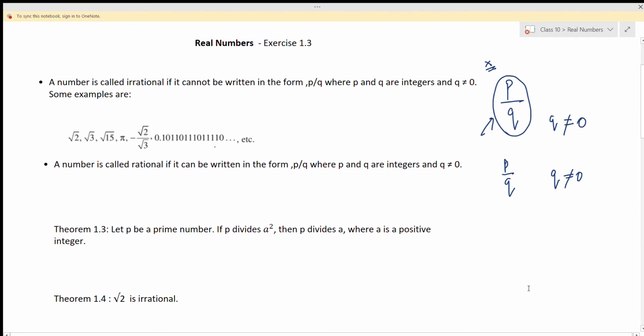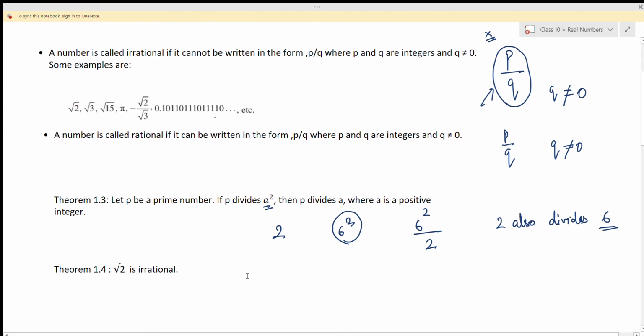Now there is another theorem in this exercise which says that p is a prime number, let us say 2. Suppose 2 divides 6 square, or I can say 6 square is divided by 2, or 2 is a factor of 6 square, then I can say that 2 also divides 6. So this is what this theorem is saying. Let p be a prime number. If p divides a square, that means p divides a also, where a is a positive integer. Any positive integer you can take.